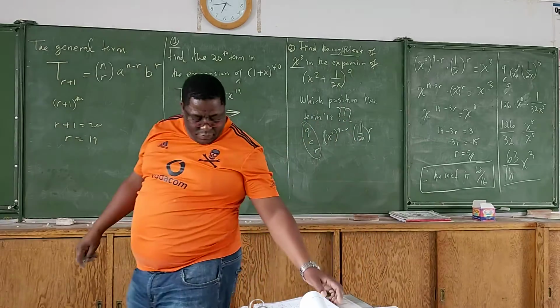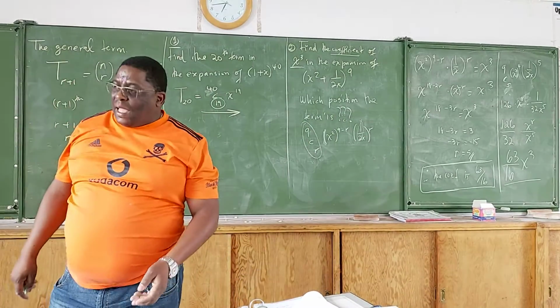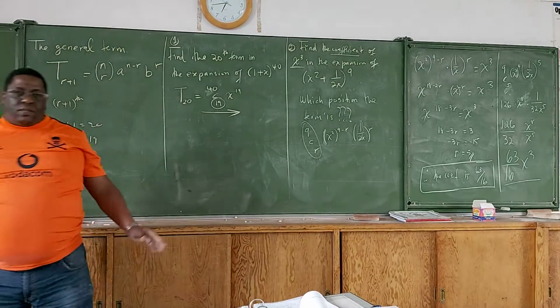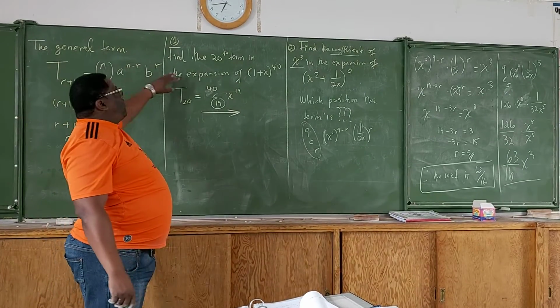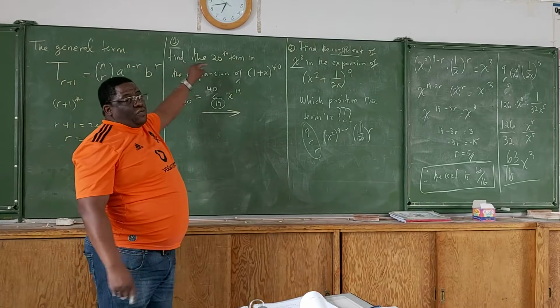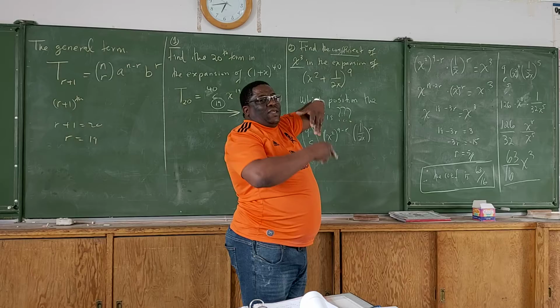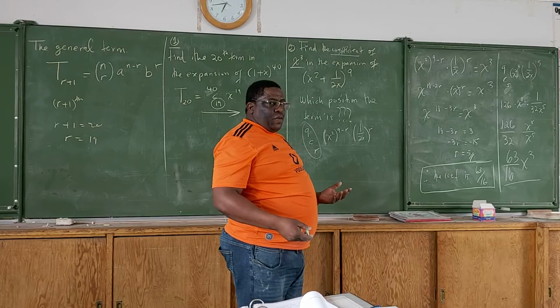So we are really not interested in the first. I'm going to repeat so you can see the fundamental differences between these questions. This one is a straightforward question. I'm asking you to find the 20th term. Here you don't know this x cubed, what term it is. You follow what I'm saying?